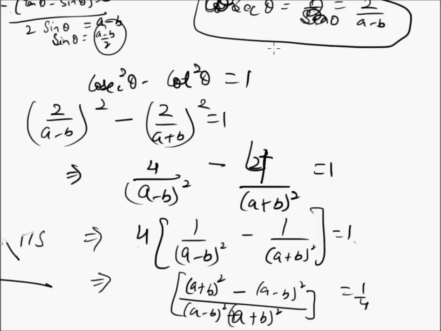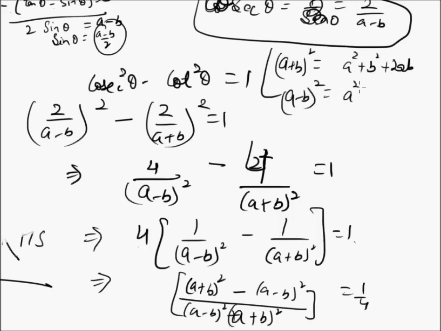Now friends, (a plus b) whole square is a square plus b square plus 2ab, whereas (a minus b) whole square is a square plus b square minus 2ab. So if we subtract this from this, a square minus a square will be 0, b square minus b square again 0, whereas 2ab and minus of 2ab will be 2ab plus 2ab, which is 4ab.